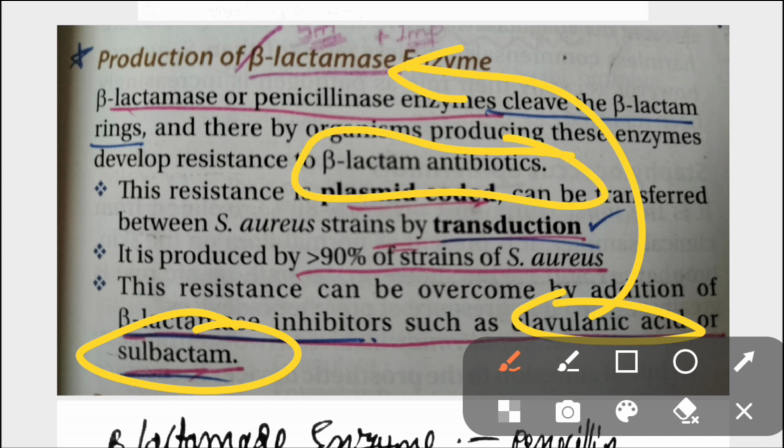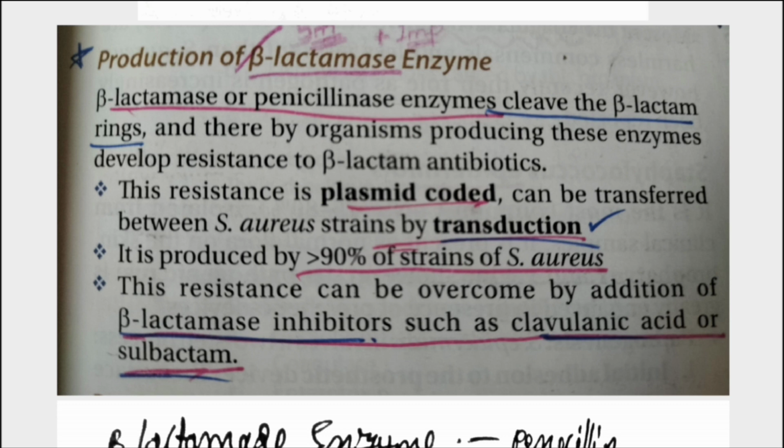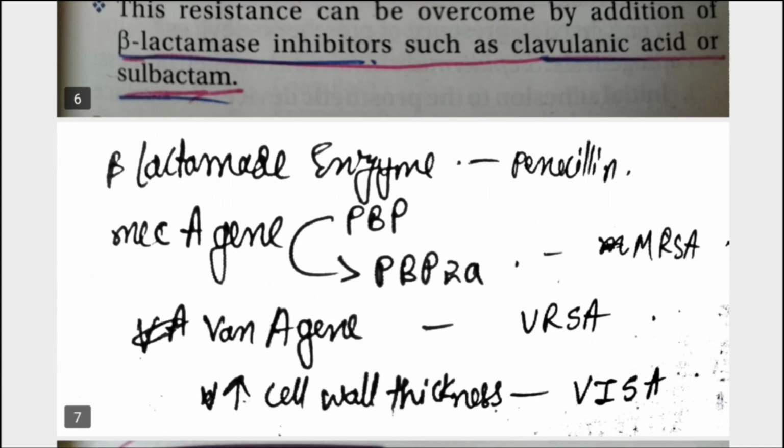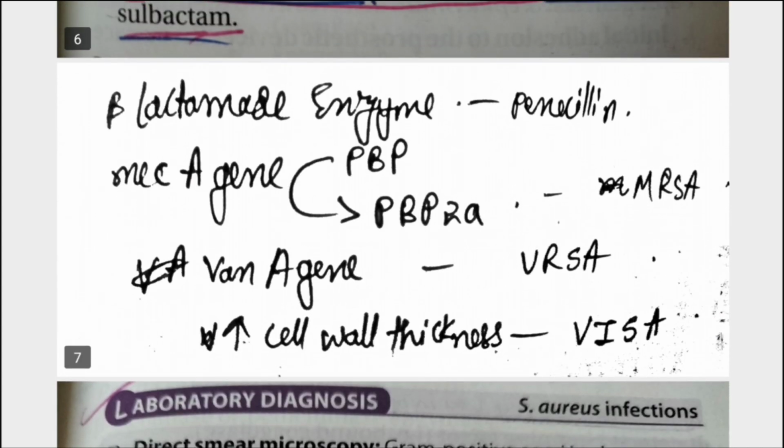Okay, this resistance is by transduction, plasmid coded. Now you can see an important MCQ type question: beta lactamase enzyme gives resistance against penicillin.